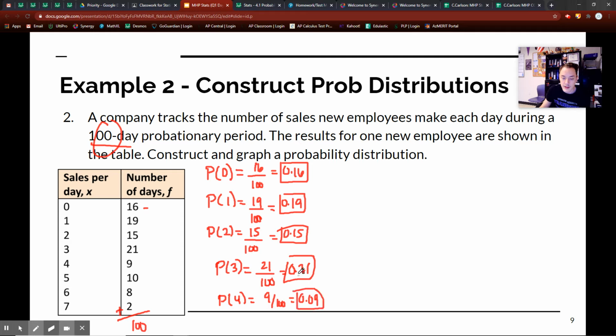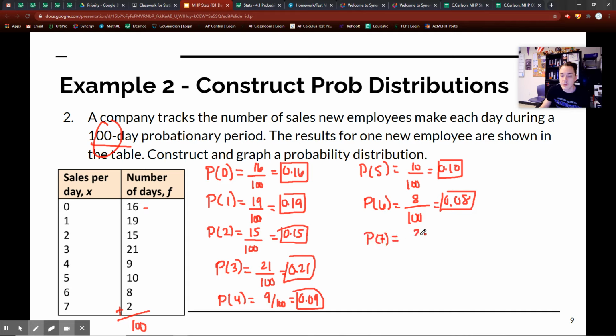So let's get them down here. Probability of 5 is 10 all over 100. So this is the same thing as 0.10. Probability of 6 is 8 all over 100. So 0.08. And then you have the probability of 7 here, which is 2 all over 100, which is the same thing as 0.02. So notice how I don't really need a calculator here. I can just look and say, oh, it's over 100. So that means it's just that percent.